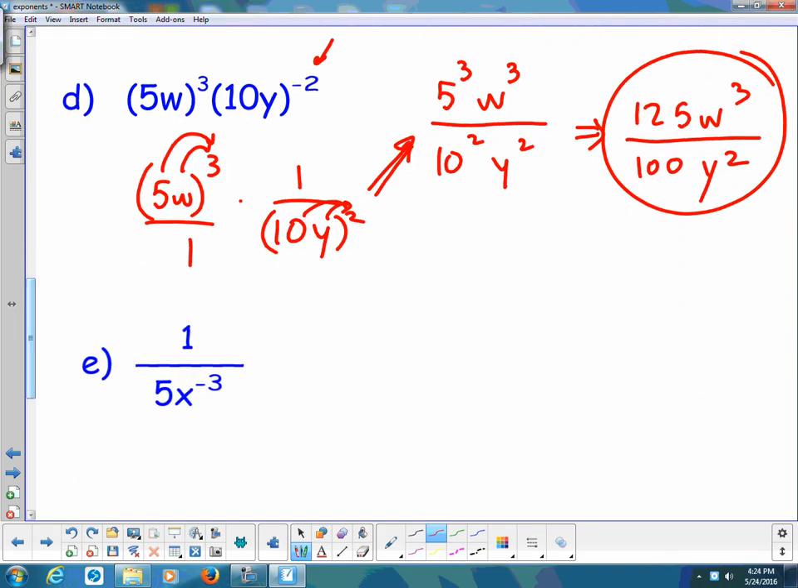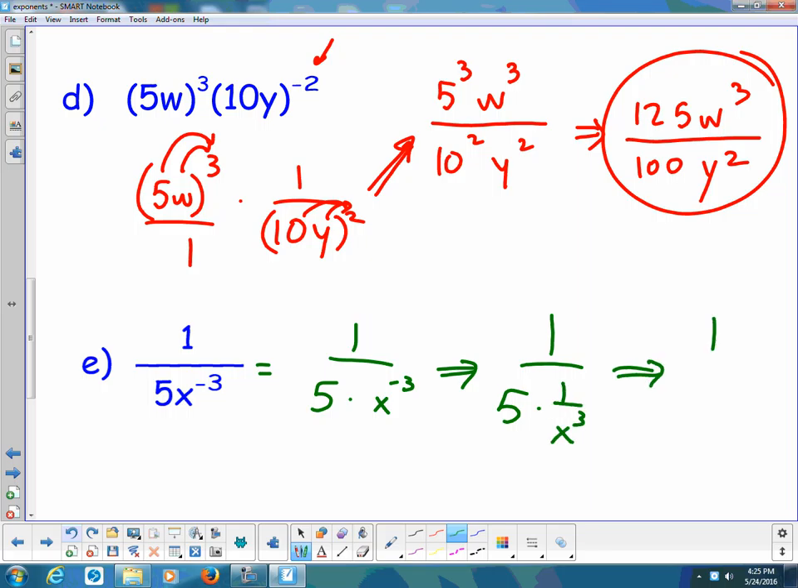1 over 5x raised to the negative third. Now, this one, interesting to ask, I think, is this negative 3 the exponent on x, or is it the exponent on 5x? Well, I don't see a parentheses, so that means the negative 3 is only an exponent on the x, not on the 5. So that means that's the same as 1 over 5 times x to the negative third, but x to the negative third is the same as 1 over x to the positive third.